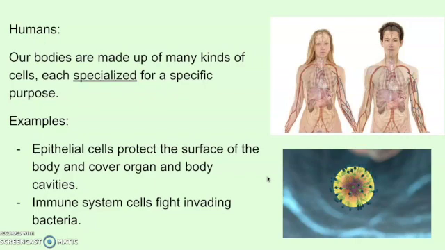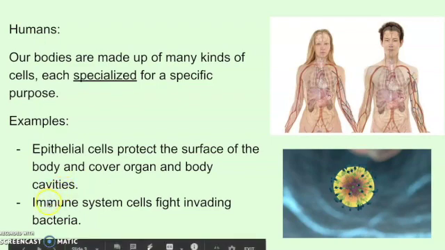So our bodies are made up of many kinds of cells, and each of these are specialized for a specific purpose. We will actually talk more about this specialization later when we look at cell differentiation. So some examples of these different kinds of cells. We have epithelial cells. So thinking of our skin, it protects the surface of our body. And then all of our organs and body cavities actually have epithelial cells that cover them.